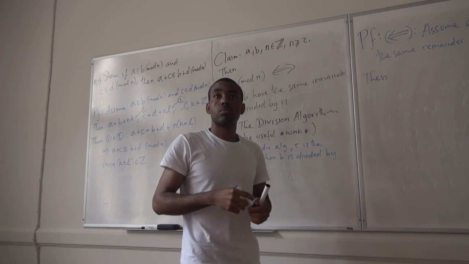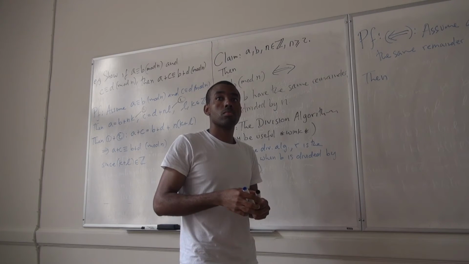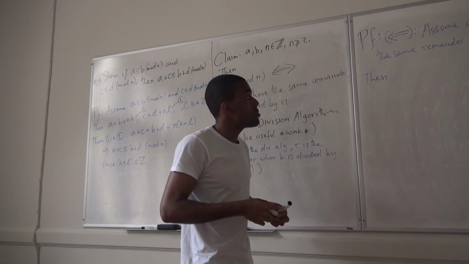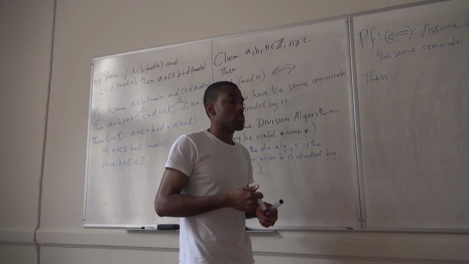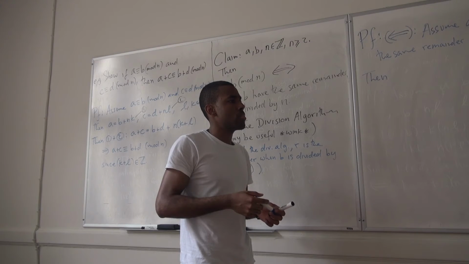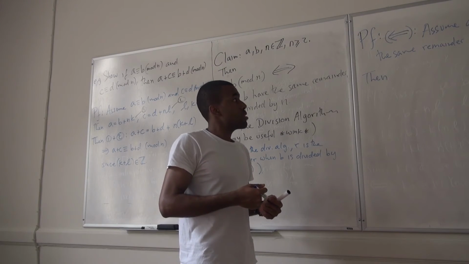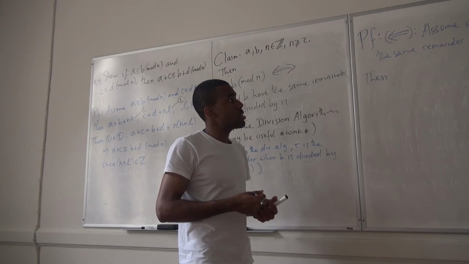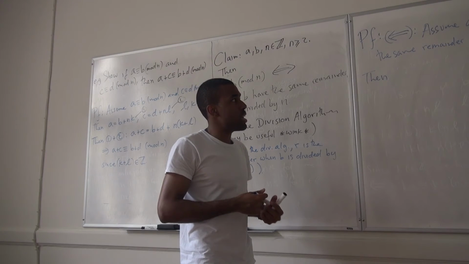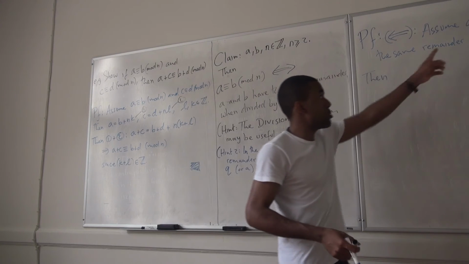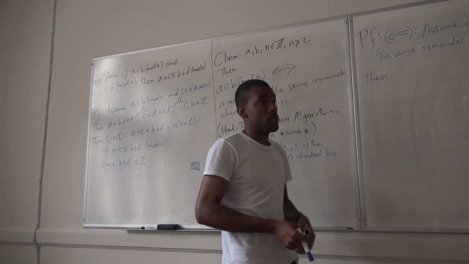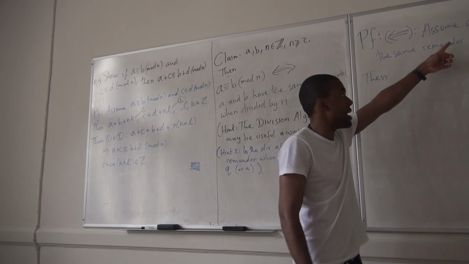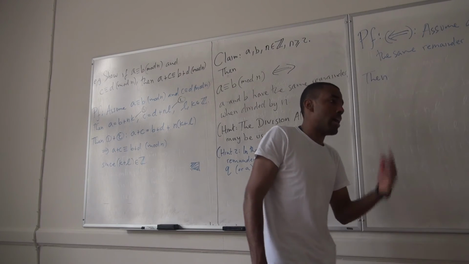Can we say n divides a equals r, and n divides b equals r? No, n doesn't necessarily divide a and b. I'm assuming that there could be a remainder. I'm just saying they have the same remainder. When I divide a by n and I divide b by n, I get the same remainder.